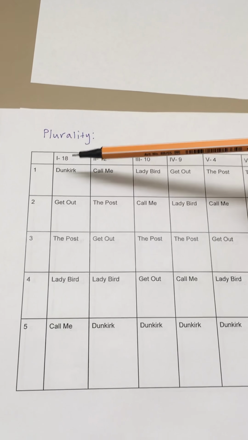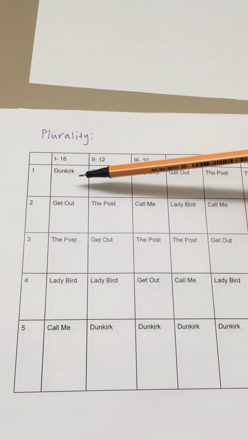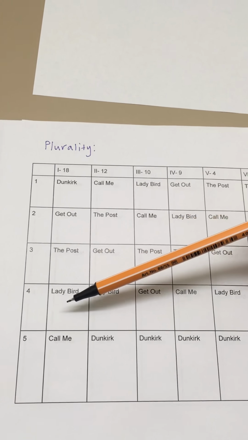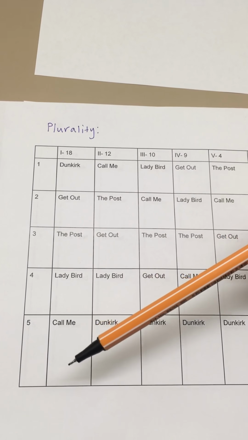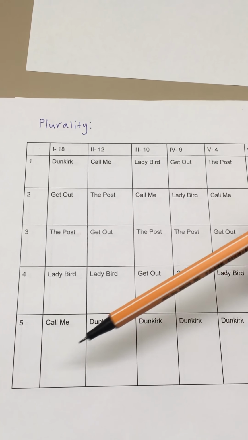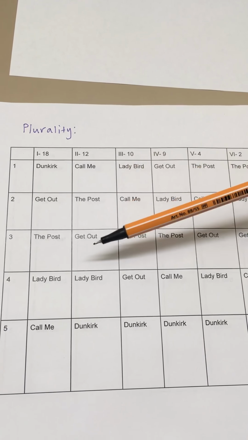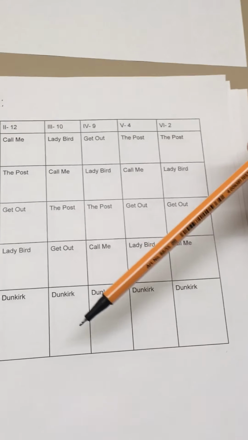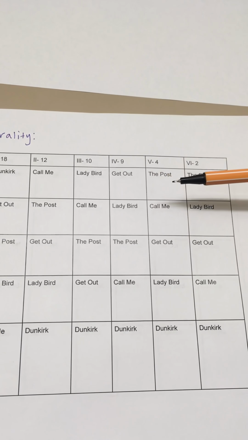So let's say there's 18 people who rank their choices as Dunkirk, Get Out, The Post, Lady Bird, and Call Me by Your Name. So Dunkirk is their favorite, Call Me by Your Name is their least favorite. There's 12 people who put Call Me by Your Name as their favorite, followed by The Post, Get Out, Lady Bird, and Dunkirk, and so on. I'm not going to go through all of them. There's a group of 10, a group of 9, a group of 4, and a group of 2.